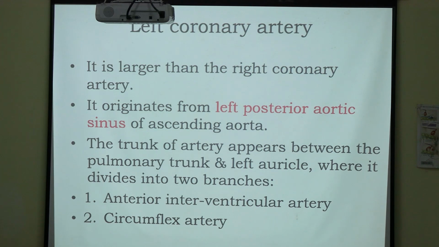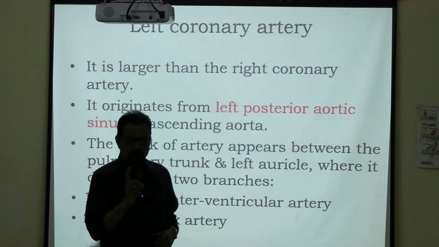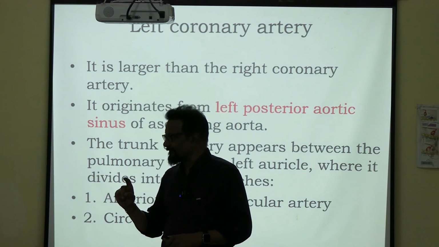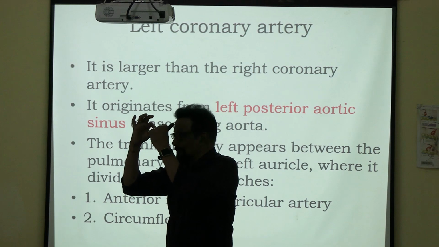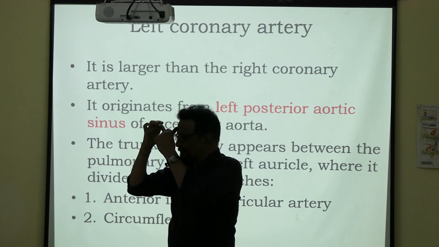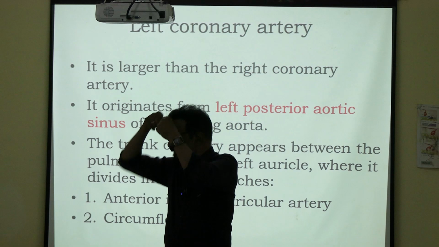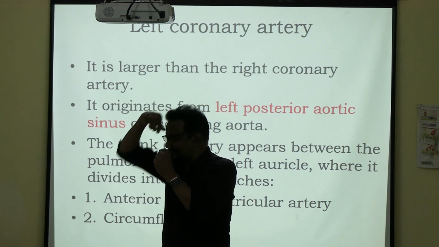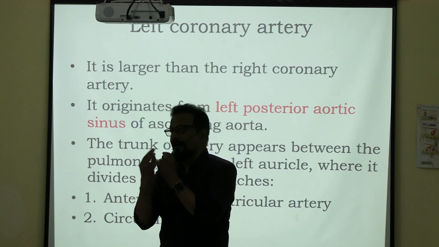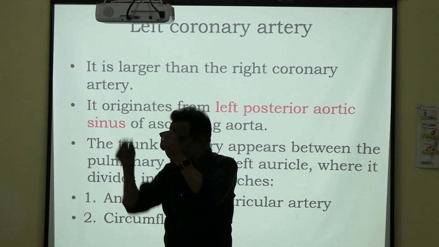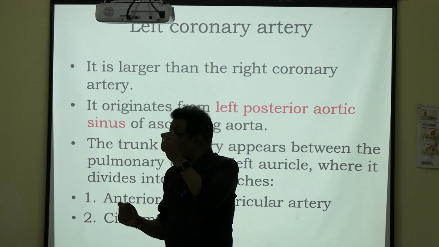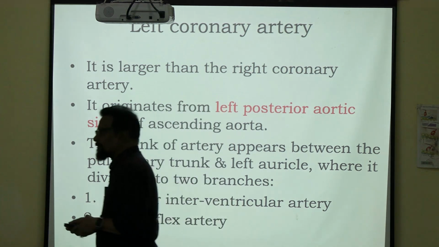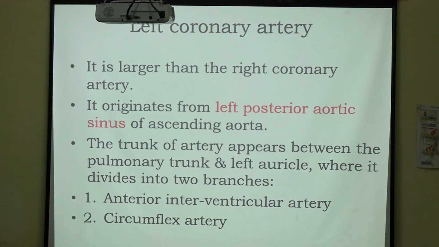And I forgot to tell you, coronary artery, corona. Why has this term been given? Corona means crown. So the coronary circulation has crown-like structures going through the sulcus and circling the heart. From this, the branches are coming out, forming the crown. That's why the name coronary circulation is given to it.